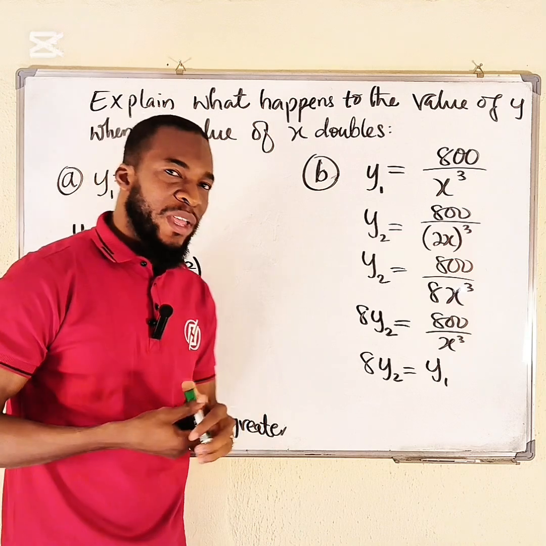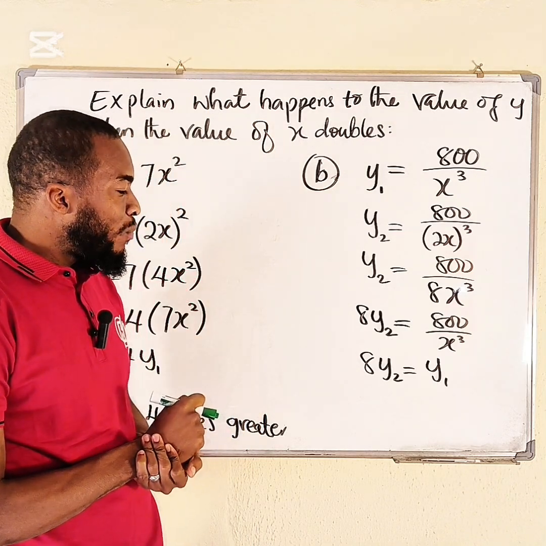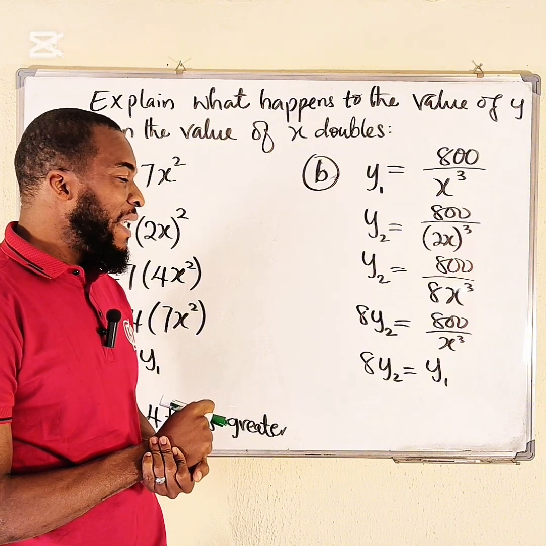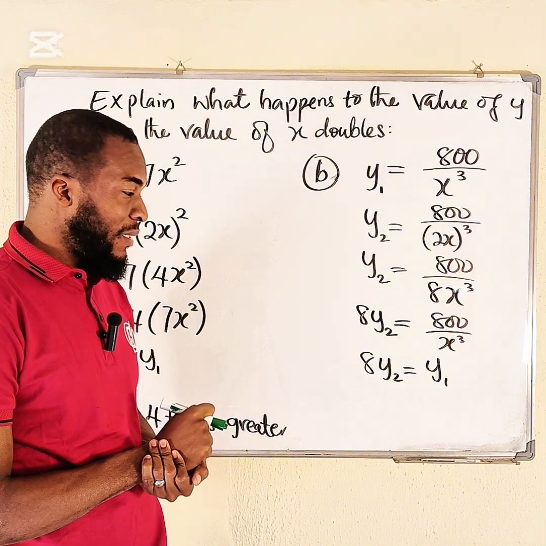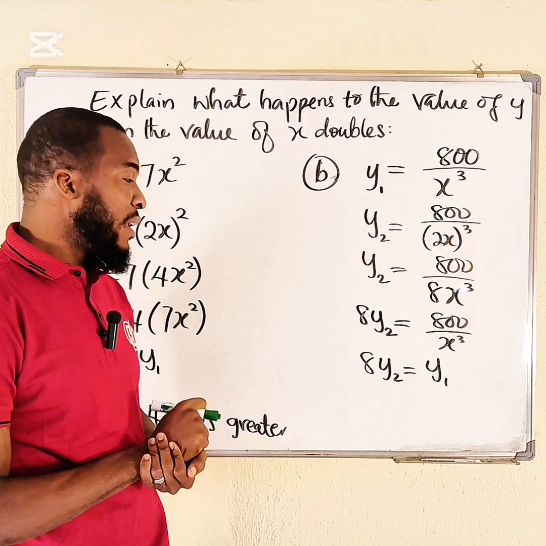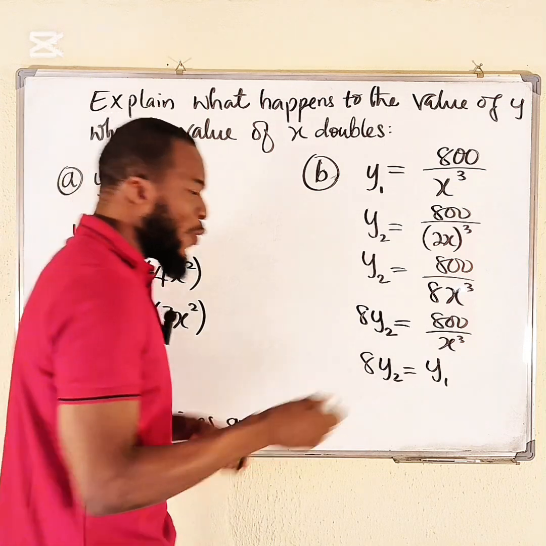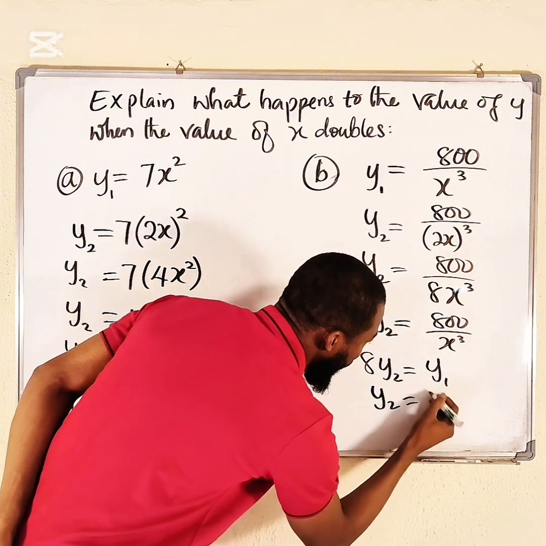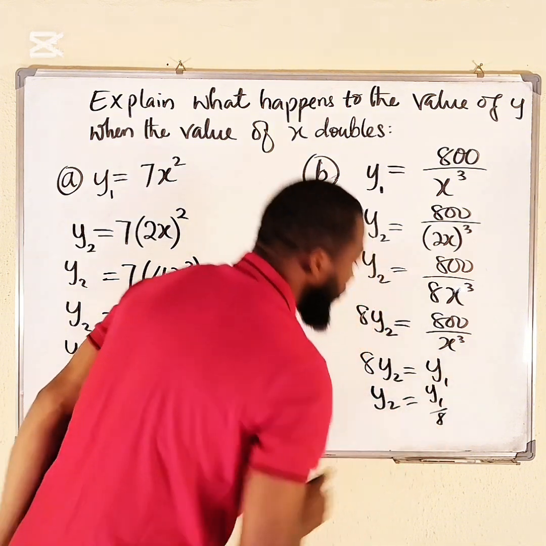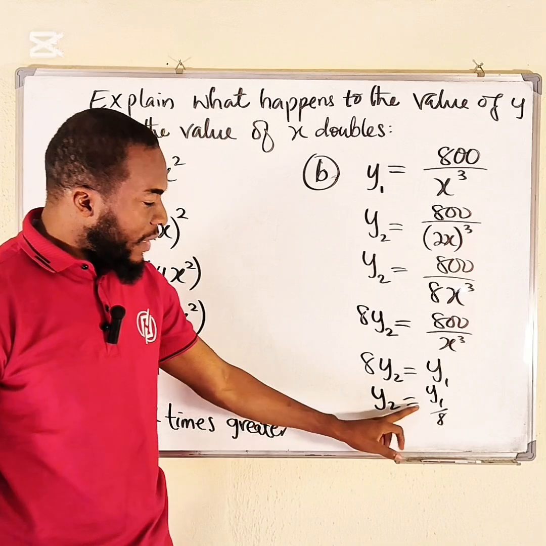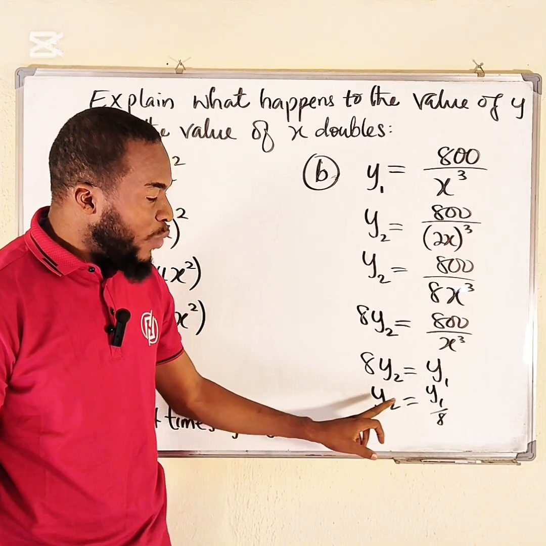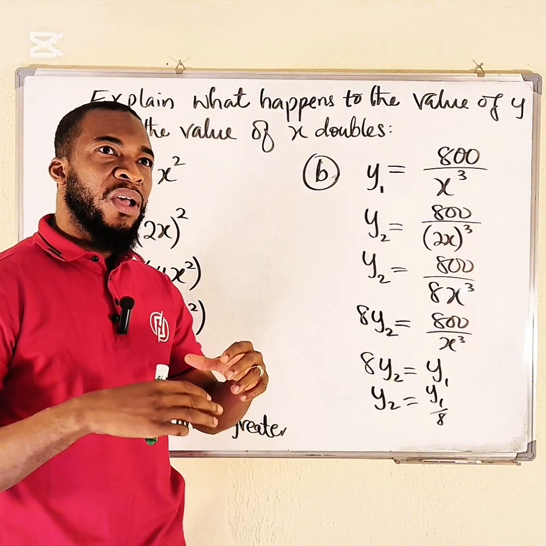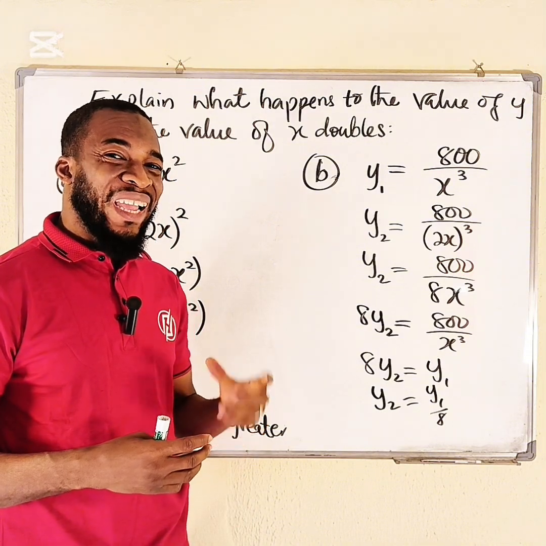So what can you conclude here? As we double the value of x, y will be 8 times lesser. Yeah, it will be 8 times lesser. Or you can say, okay, let us make y2 the subject. We can say that y2 is equal to y1 divided by 8. So it means that y2 is what? 1/8 of the original y. Or you can say that y becomes 8 times lesser.